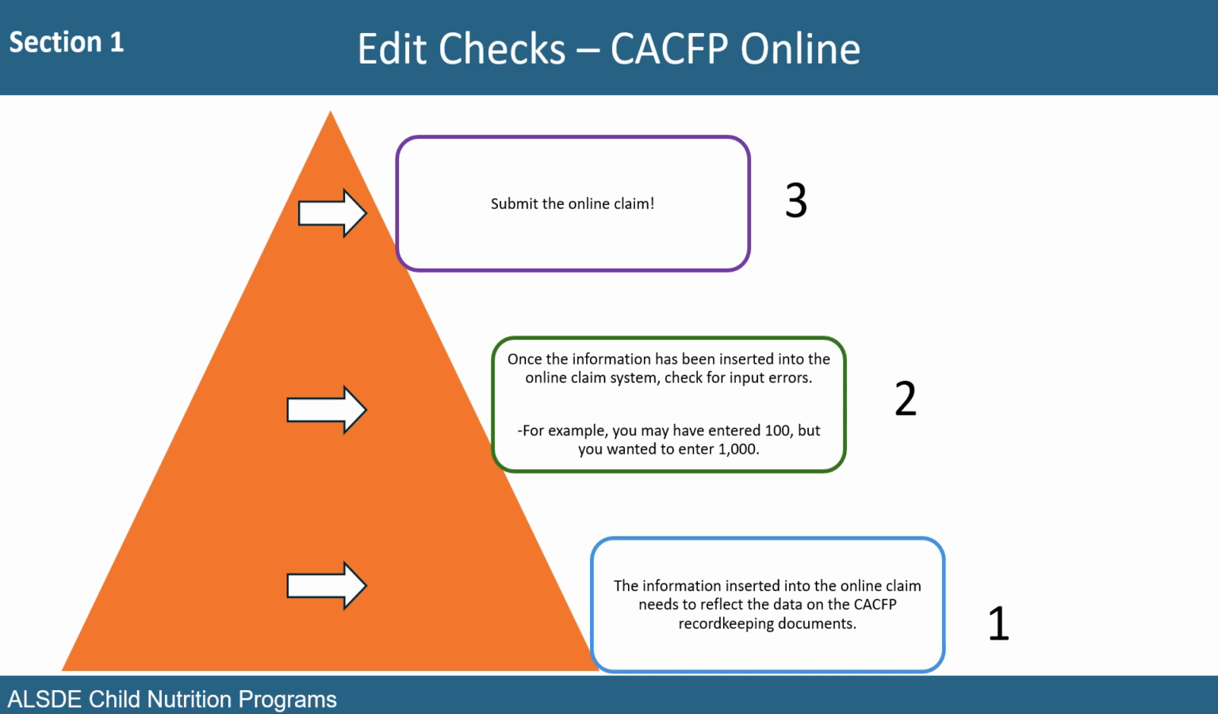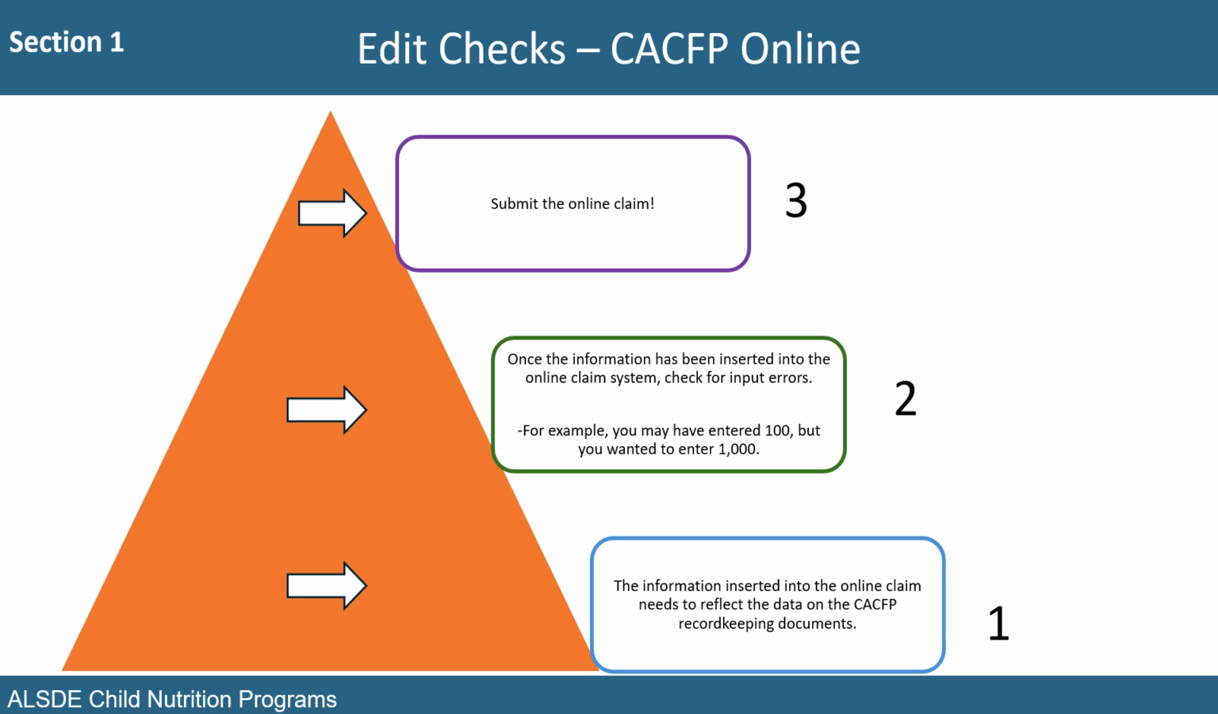Slide 6 provides you with a snapshot on how edit checks can help improve your CACFP online performance. For step 1, use your CACFP records after you've completed the edit checks to complete your online claim. Always make sure you have all of your CACFP records readily available during this process.